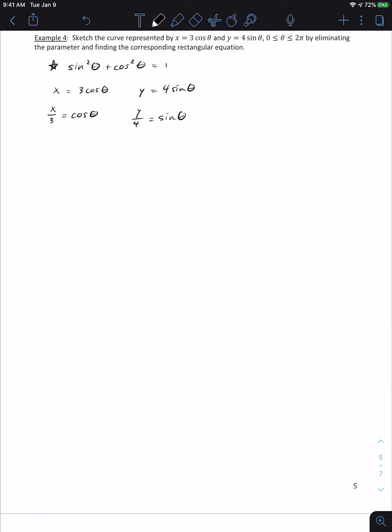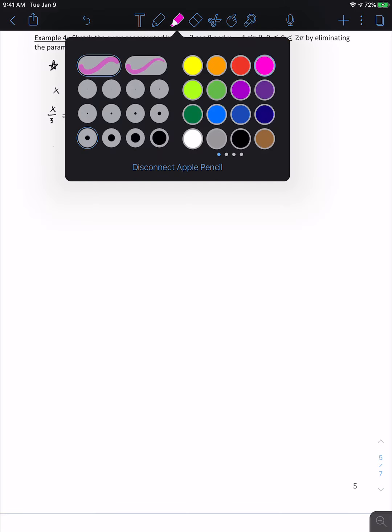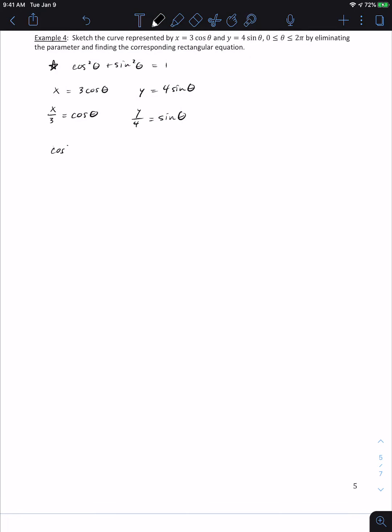So I can use my Pythagorean identity, that sine squared theta, or actually even I could write it as cosine squared theta first because that's just going to make it look better for our equation. You'll see why. So cosine squared theta plus sine squared theta. I'm just changing the order because addition is commutative. So I end up getting cosine squared theta plus sine squared theta equals 1. So what is cosine? Cosine is x over 3 squared plus sine squared, so that's y over 4 squared is equal to 1. So I end up getting x squared over 9 plus y squared over 16 equals 1.